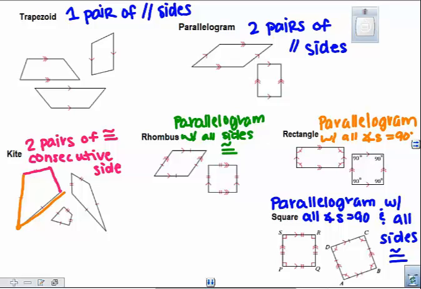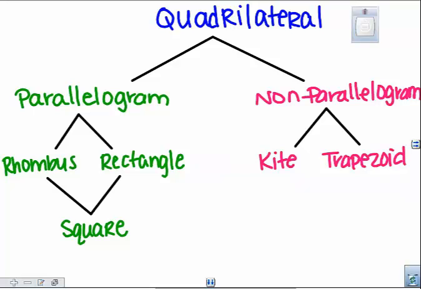Alright, so we've got information about 6 different types of quadrilaterals. Now we're going to look at how you would order those and what we're calling the family tree. So this is going to be helpful to you to remember what's a parallelogram and what's not. So first we're starting very general, quadrilateral. Quadrilaterals can be parallelograms or they cannot be parallelograms.